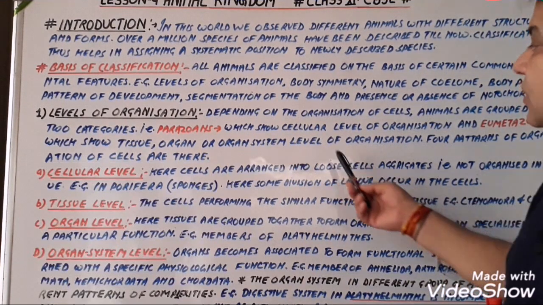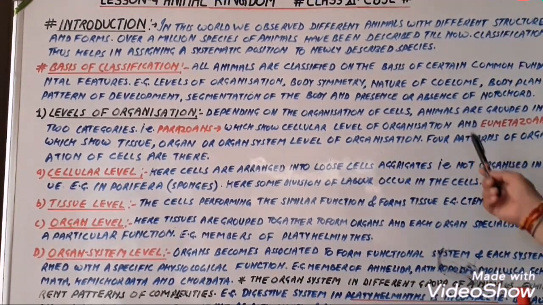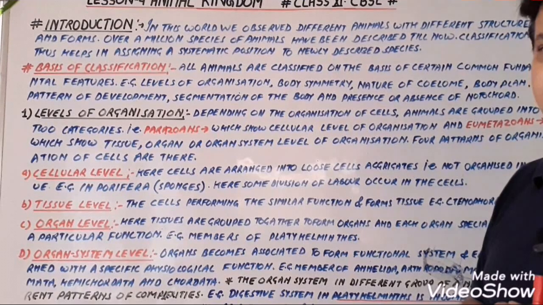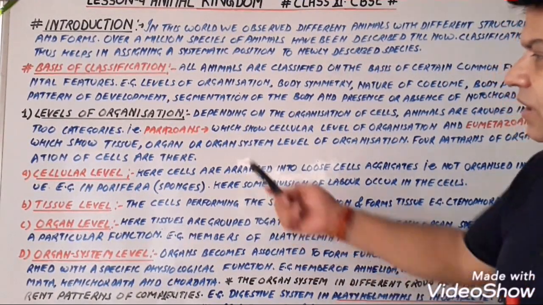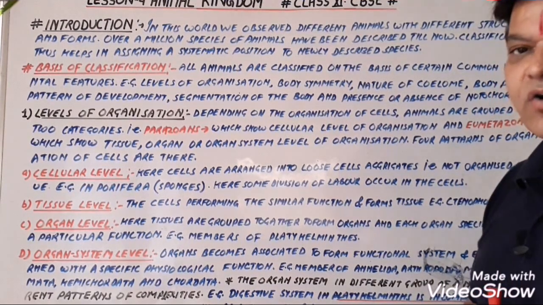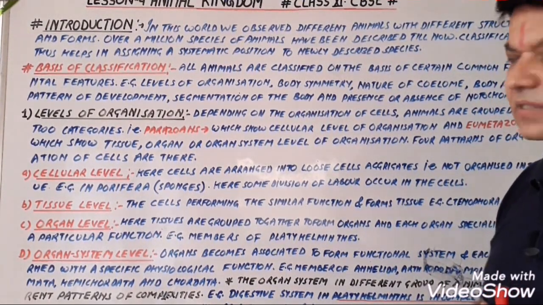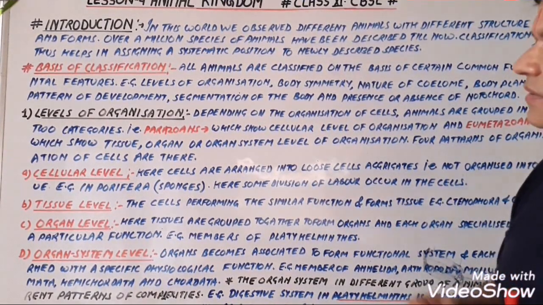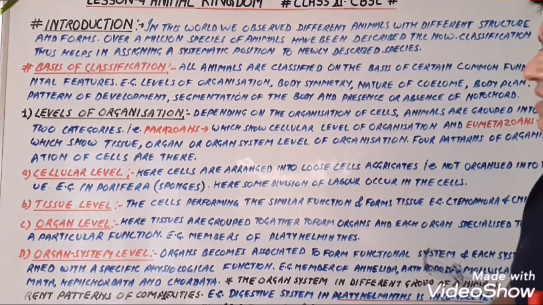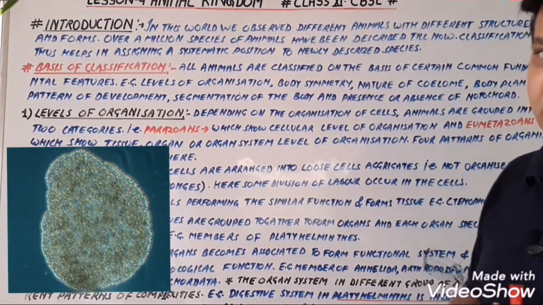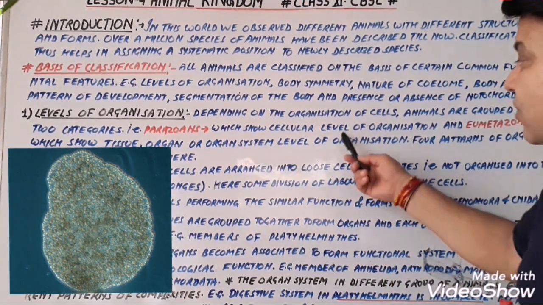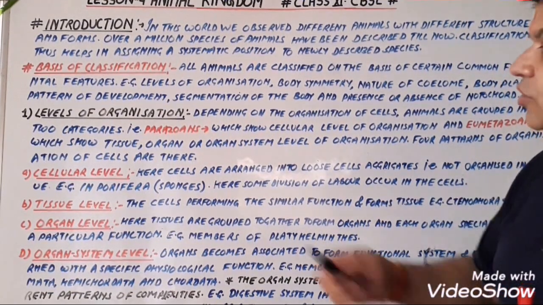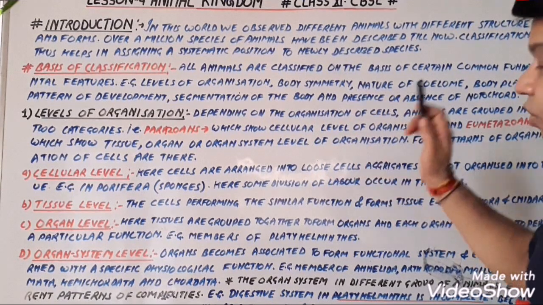Now, depending on the organization of cells, animals are grouped into two categories. As you know, the cell is the structural and functional unit of life or living beings. So on the basis of this level of organization or cellular pattern, the animals are grouped into two categories. First of all, Parazoa, which show the cellular level of organization. This is a one mark question: what do you mean by Parazoa? Parazoa show the cellular level of organization only.